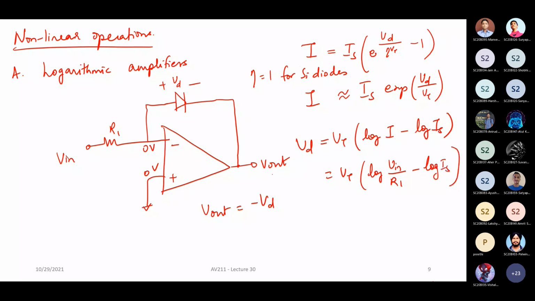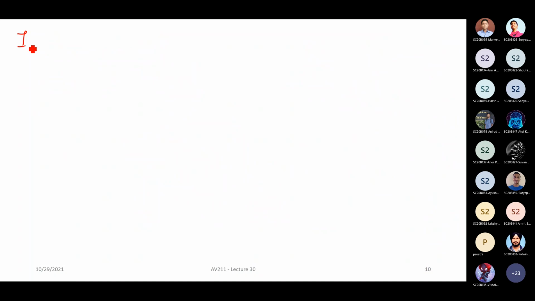Now, of course, Is becomes a constant at a given temperature. Basically, this is a logarithmic amplifier where it has a constant offset term and a scaling term. So this is a scaling factor and there is a small offset term. But other than that, this amplifier basically gives you an output which is proportional to the logarithm of your input. Now here there is one more problem. This Is is a very strong function of temperature.